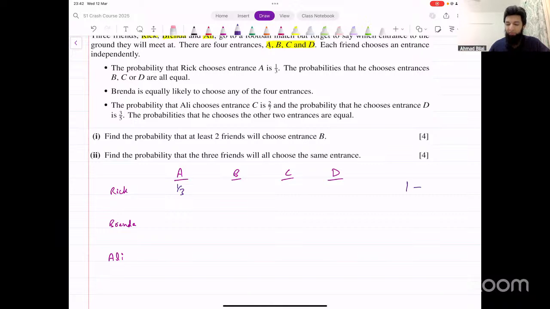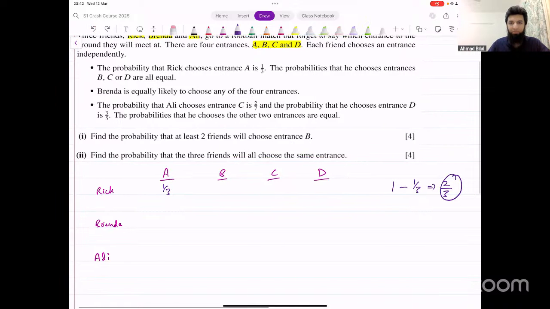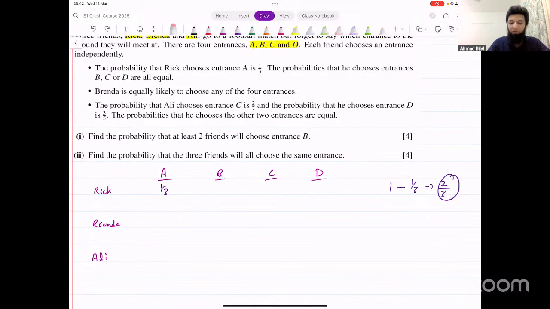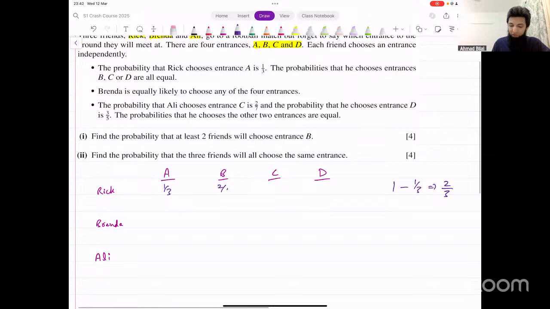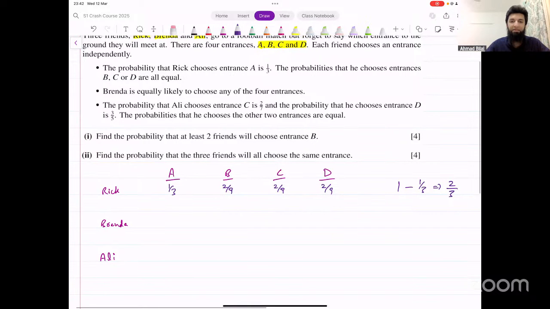You subtract from 1/3. What does that give you? That gives you 2/3. Now, this 2/3 has to be equally divided amongst these three options. Okay. How do you divide 2/3 in 3? You'll say 2/3 divided by 3, that's 2/9, right? So that will be 2/9, 2/9, and 2/9. These are the probabilities for entrances B, C, and D.